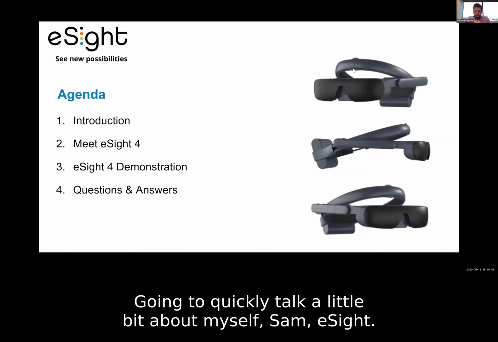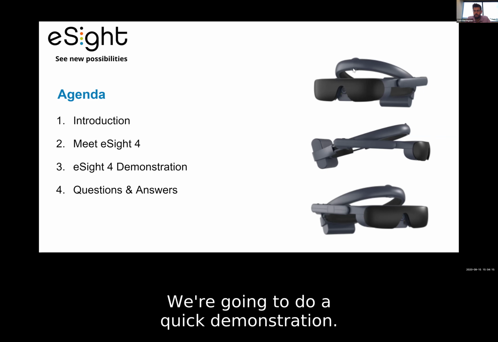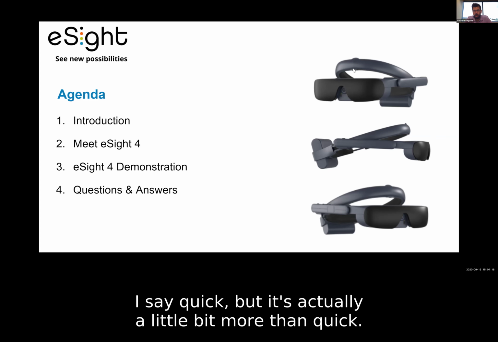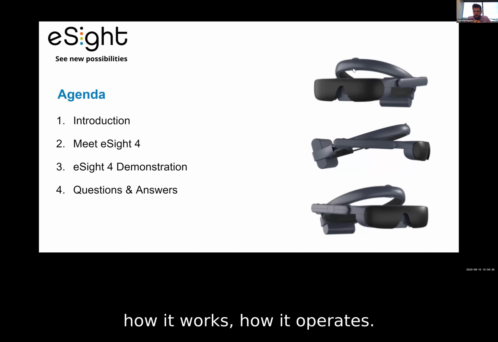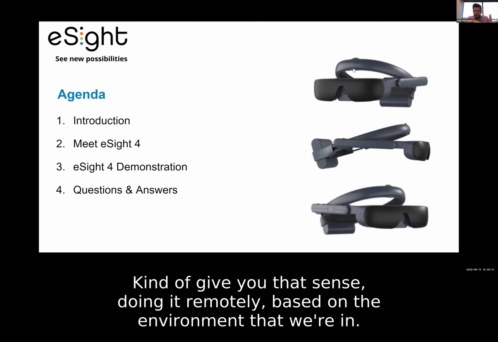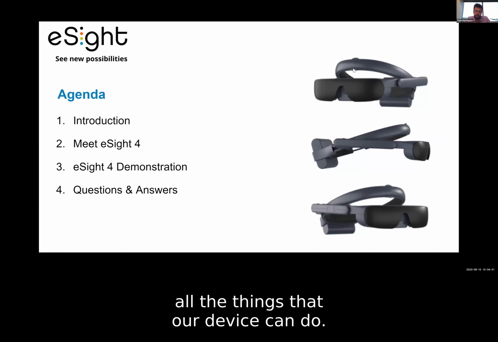I'm going to quickly talk a little bit about myself, Sam, and eSight, and then we're going to jump into meeting eSight 4. We're going to do a quick demonstration. I say quick, but it's actually a little bit more than quick. Sam will walk you through virtually what our device does, how it works, and how it operates, giving you that sense even though we're doing it remotely. It takes a little bit of a different look and feel, but you can still get a good sense of all the things that our device can do.